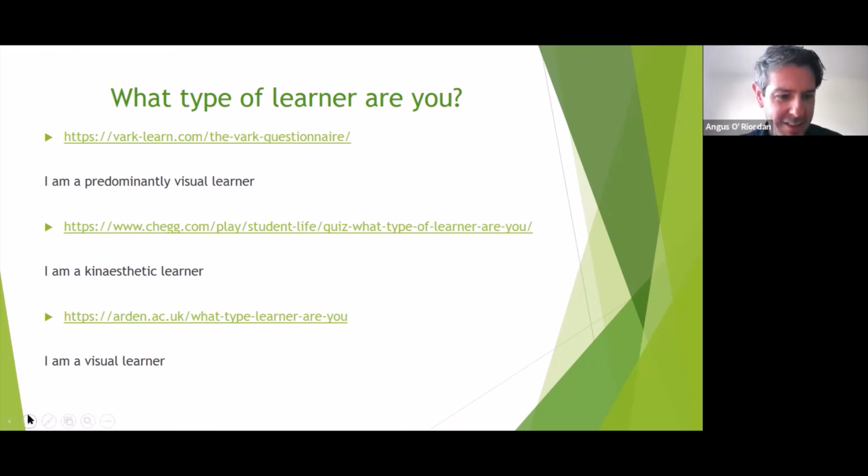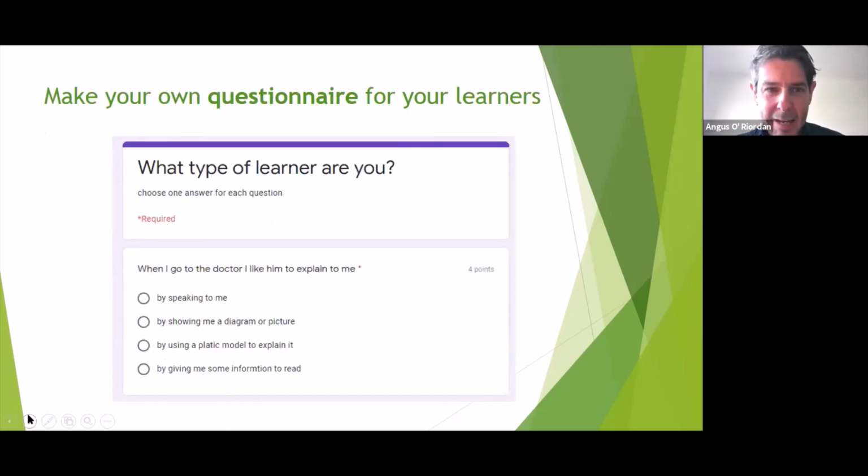Follow the links on the slides. Or you could make your own, guys. You could make your own questionnaire: what type of learner are you? Obviously bring the language down, because the ones I was doing, the language was at quite a high level. So bring it down to the level of the learners. Make it, again, on this example, using Google Forms. And that's it.